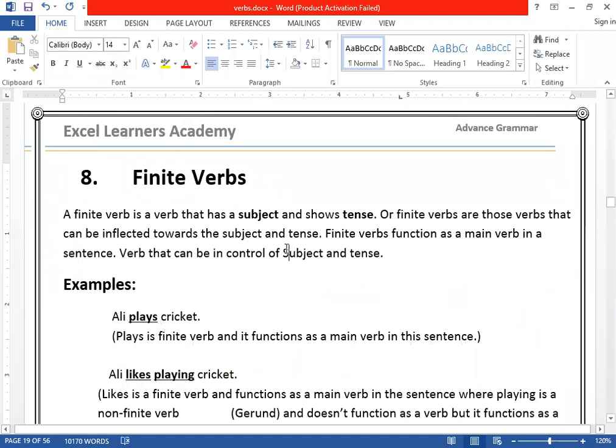All right, so that's what we had, finite, clear.